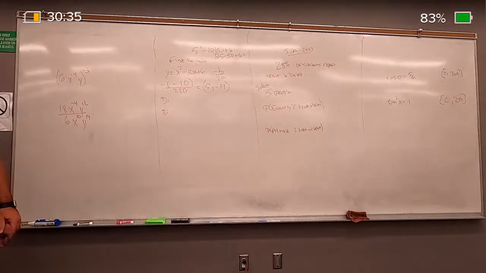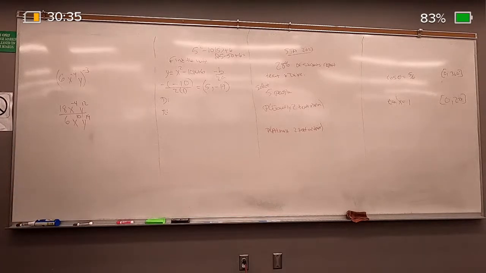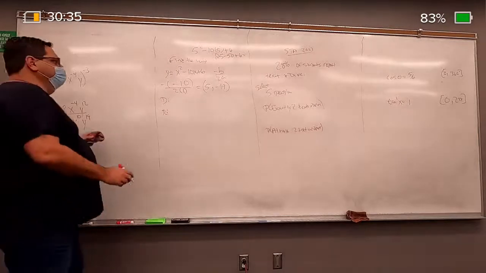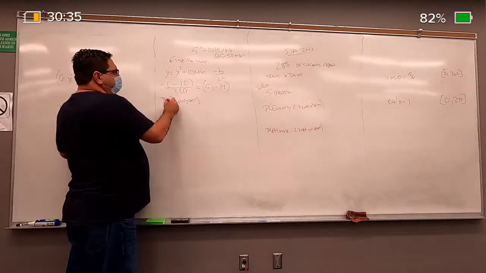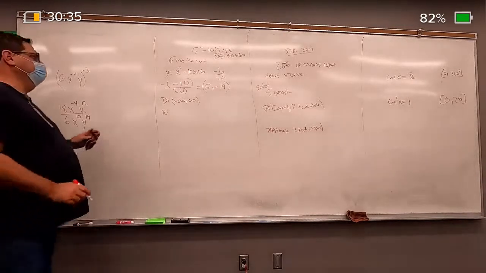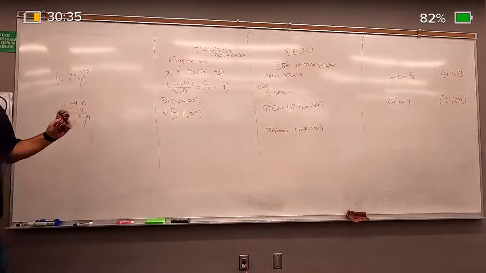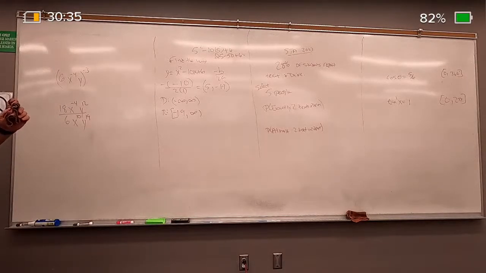All right? We good? All right, what's the domain? Henry? Negative infinity to infinity. Negative infinity to infinity. Very good. What's the range? Be careful now. Negative 19 to infinity. Very good. Casey, you good? Yeah, I got the range wrong, but okay.